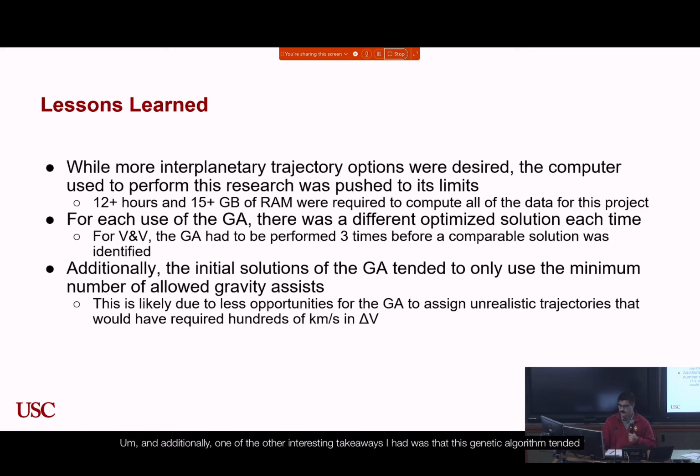And additionally, one of the other interesting takeaways I had was that this genetic algorithm tended to prioritize studying the minimum number of gravity assists for its results, likely due to the unrealistic trajectories that would have occurred if you had 7 initially without anything to compare it against. And that concludes my presentation.